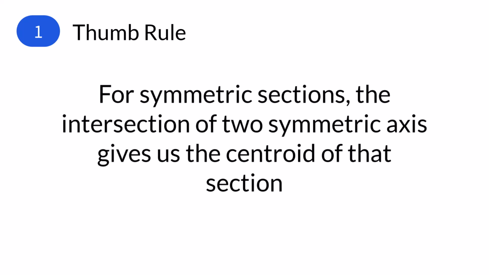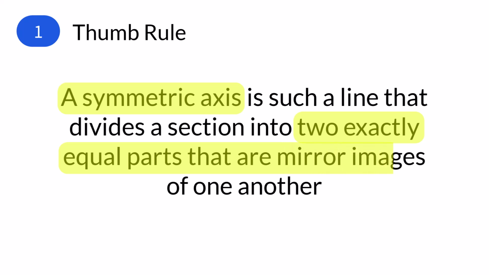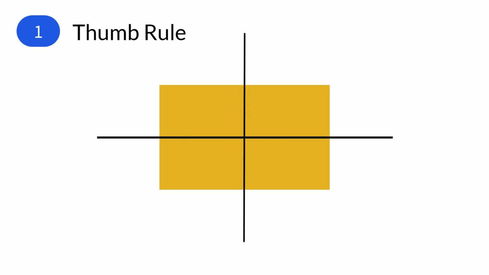It says that for symmetric sections, the intersection of two symmetric axes gives us the centroid of that section. Please note that a symmetric axis is such a line that divides a section into two exactly equal parts that are mirror images of one another. For example, let us take a rectangle. It has two symmetric axes, a horizontal line and a vertical line, both passing through its center. According to the thumb rule, the intersection of these two symmetric lines gives us the centroid of the rectangle.